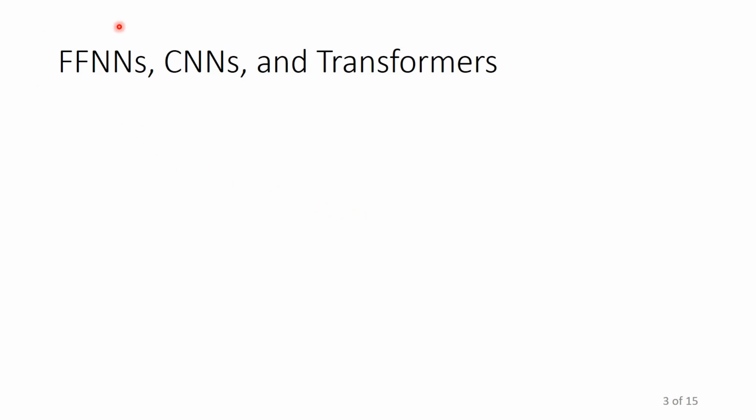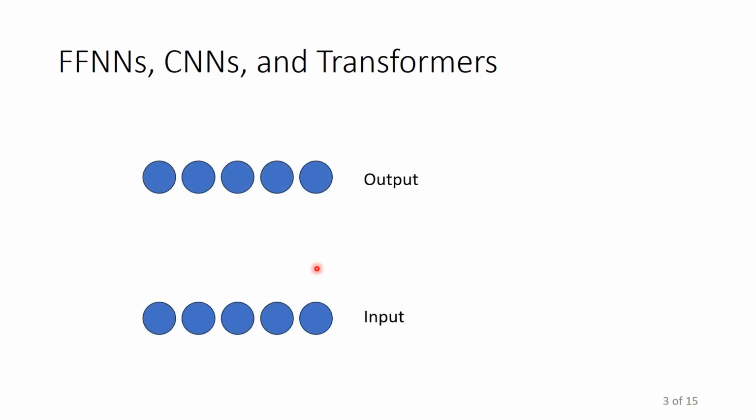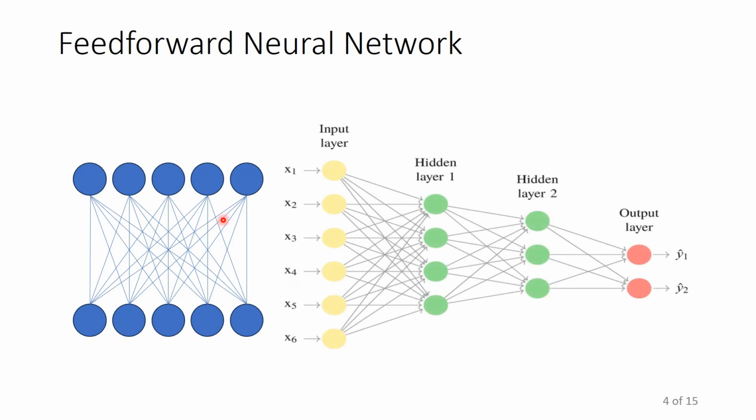So let me start by explaining the difference between feed-forward neural networks, convolutional neural networks, and transformers. Imagine we have 5 input tokens and 5 output tokens. How do we route information between these tokens? In feed-forward neural networks, we connect everything to everything. That means we connect every node to every other node, and then we learn the weights of the connections.